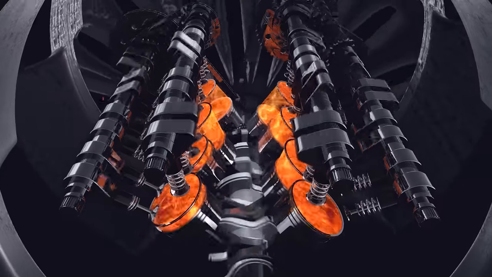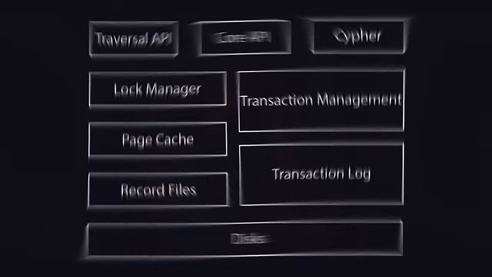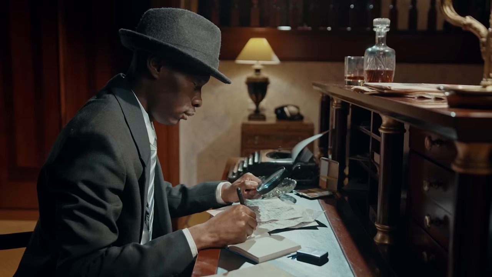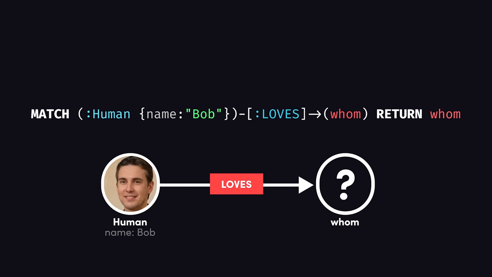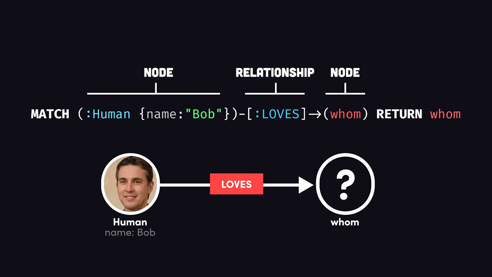Under the hood, Neo4j is a true native graph database that applies this model all the way down to the storage level. Queries are written in a declarative language called Cypher that resembles SQL, except nodes are surrounded by parentheses, then connect to other nodes with arrows via relationships in brackets.